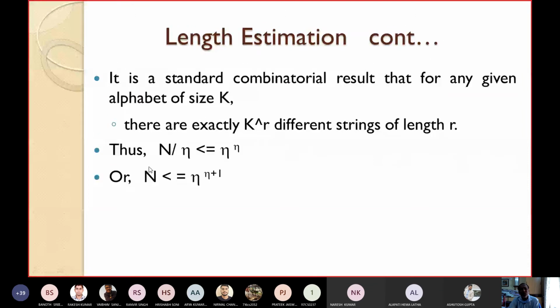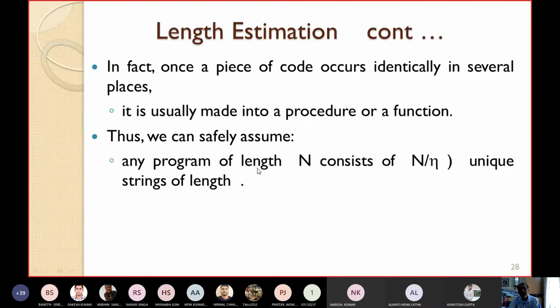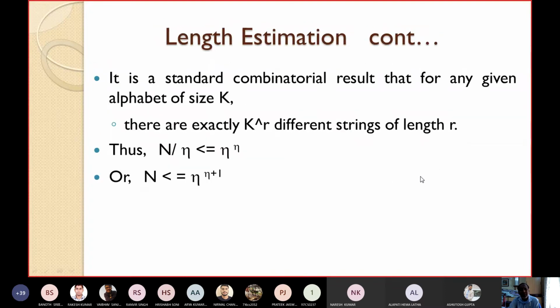Thus, n by eta will be less than or equal to eta to the power eta, because according to the combinatorial result, for any given alphabet of size k there will be k to the power r different strings. Similarly, we replace k and r with eta.